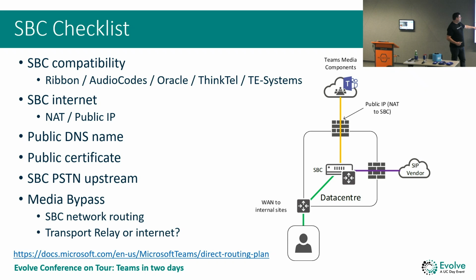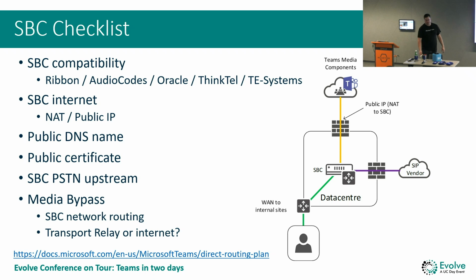And then for media bypass, we need to think about our network routing. So that's the thing I talked about before, where the client's coming at the SBC this way, and we want to make sure that the response doesn't come back this way. So you might need to talk to your networking team about maybe doing reverse NAT there. And also transport relays or internet.